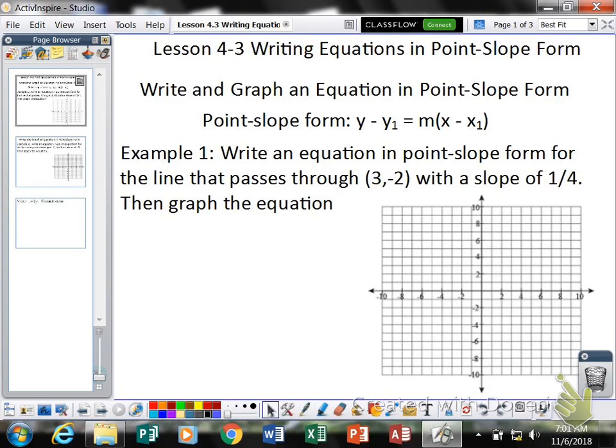In lesson 4.3, we're going to be writing equations in point-slope form. Again, guys, make sure you have your formula sheet with you so that way you know all the different equations and formulas that you're going to need to use.